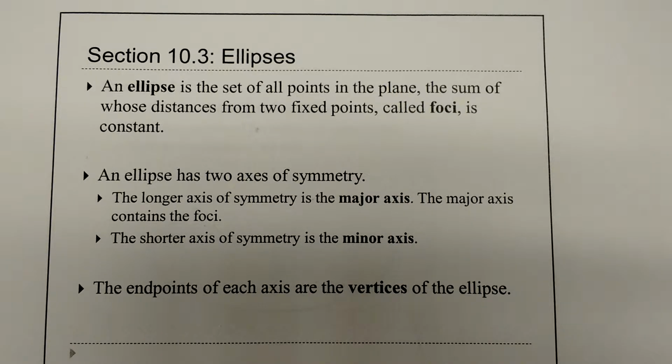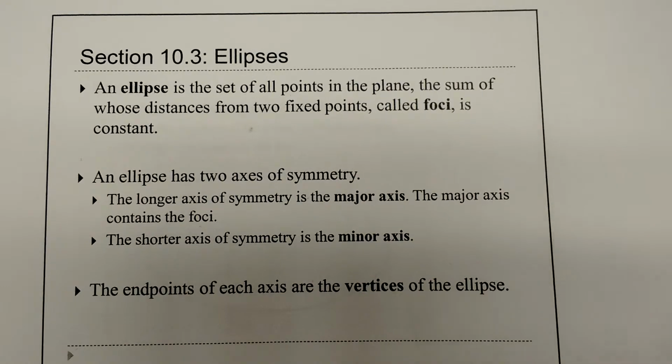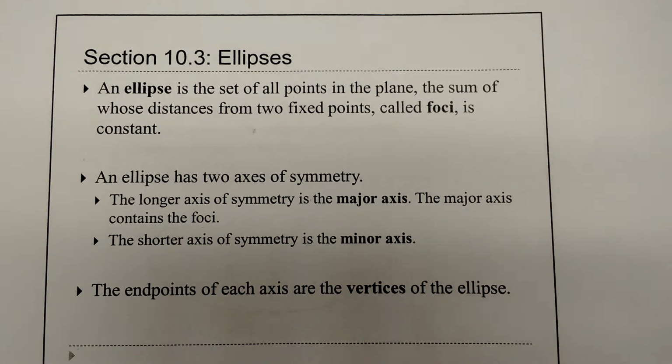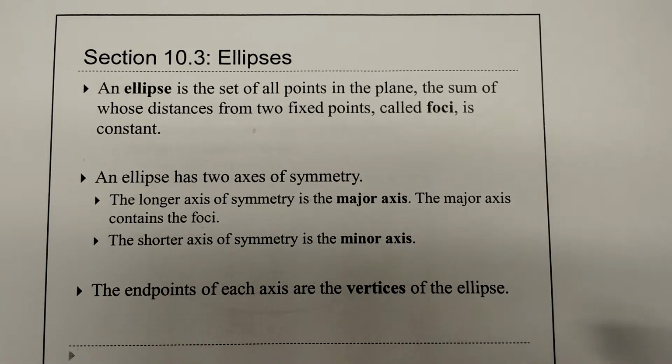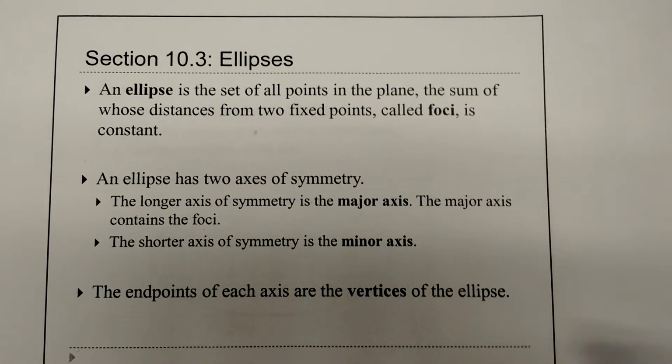So an ellipse has what's called axes of symmetry. The longest axis is the major axis. The foci lie on this line. The shorter axis is the minor, so major is bigger, minor is smaller. At the endpoint of each axis, you have the vertices. One way to think about a circle is it's an ellipse that has the same length major and minor axis. An ellipse does not necessarily have to be true.